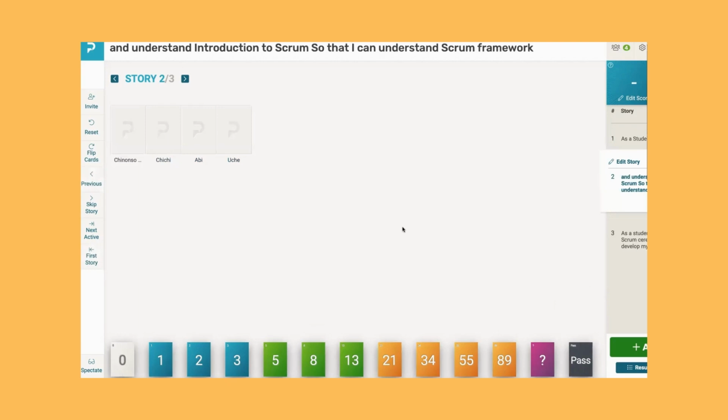Now let's try again and estimate the second one. You guys go ahead and give me your estimation. So now, as a Scrum Master, what I would do is this. I said, okay, this is the second story, team. Before the team comes for the estimation, you must have added all these stories in lines, and then you understand it. So you said, team, this is the second story, to understand introduction to Scrum so that we can understand the Scrum framework. Any question on this story? Is anybody not clear with this story? If no question, everybody says, yeah, we're clear. It's okay, team, go ahead and give me your estimate. So you guys can go ahead and give me your estimate.